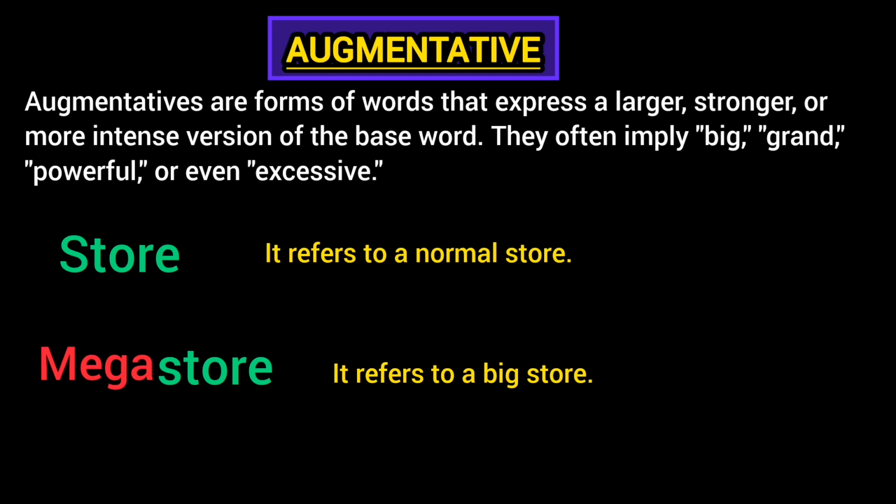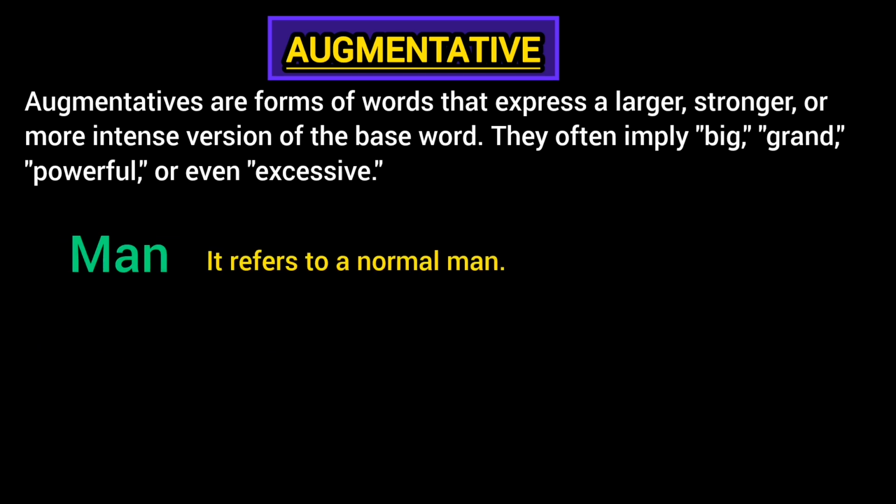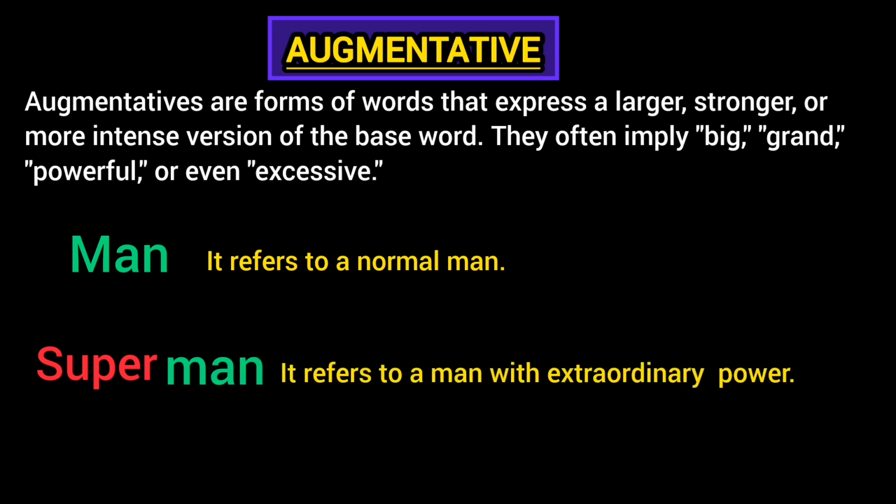There are many examples like this. Look at the word man. It refers to a normal man, but if we add the prefix super, then it becomes superman, and as you know, a superman is someone who has extraordinary power. You can see this prefix has intensified the meaning of the root word. So this is also an example of augmentative.